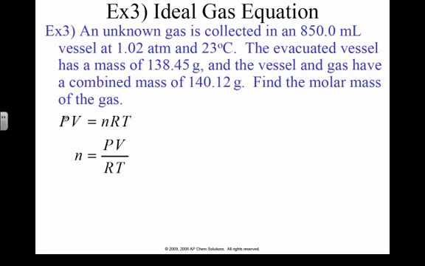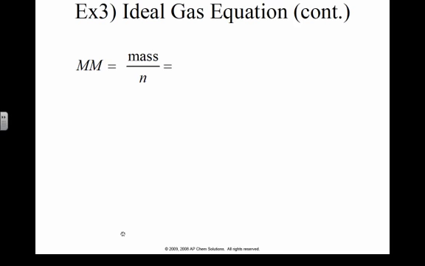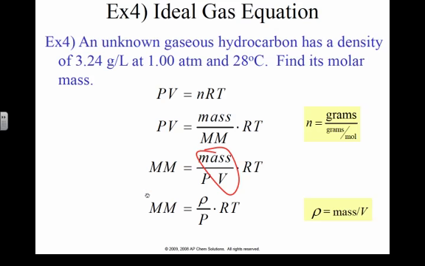Well, I've got pressure, I've got volume, I've got temperature. Plug all those in, solve for the number of moles. Now that I have moles, remember, molar mass is always grams per mole. So I'm going to find out what my grams are divided by my number of moles. So there's my mass divided by my moles, 46.8 grams per mole.